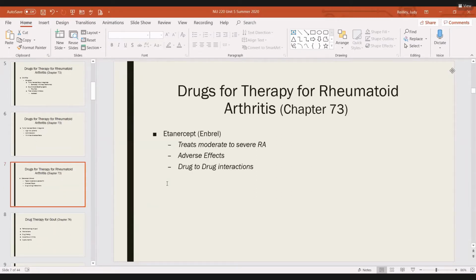Enbrel is probably the most common one out there that you will see for a tumor necrosis factor antagonist medication. The Enbrel is used to treat the moderate to severe. Again, you're going to see the heart failure possibility, and the blood disorders, the hematological disorders. Drug-to-drug interactions with your Enbrel, they interact with live vaccination.